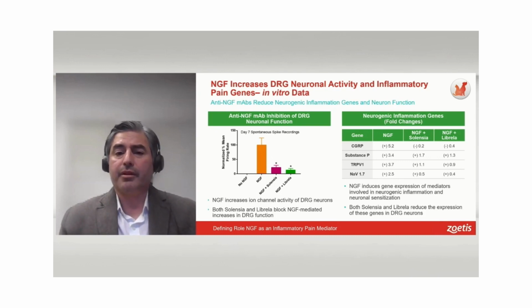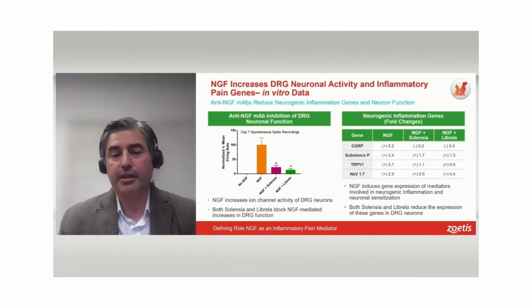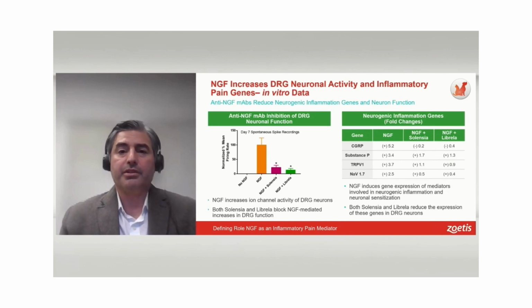Now, on the right-hand side, what we've done is we've looked at the function in these DRGs and then taken RNA from the same experiments to understand what is happening at the gene transcription level outside of the function that we measured. And you can see, again, some familiar proteins or genes in this case, CGRP and substance P. We get an upregulation of both of those, as we've shown before, but in this different prep, this DRG prep. And we're also showing that you get an increase in ion channels, which of course is important in terms of communication of the neurons and signaling.